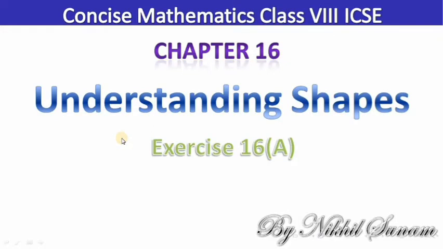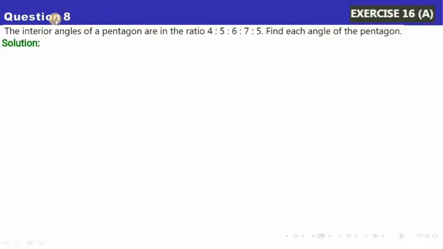Welcome back, dear students. Let's continue with the chapter Understanding Shapes, and we are doing exercise 16a. Today I am taking question number 8, which says the interior angles of a pentagon are in the ratio 4:5:6:7:5. Now all of you know, in a pentagon we have 5 sides and 5 angles, and those angles are in this ratio. You need to find the measure of each angle of the pentagon.